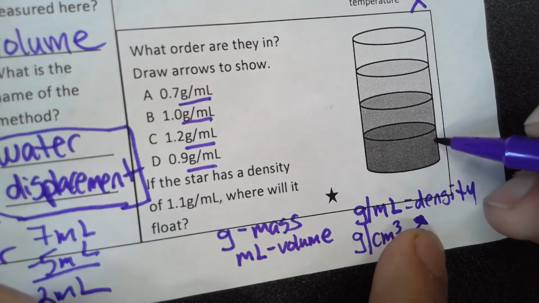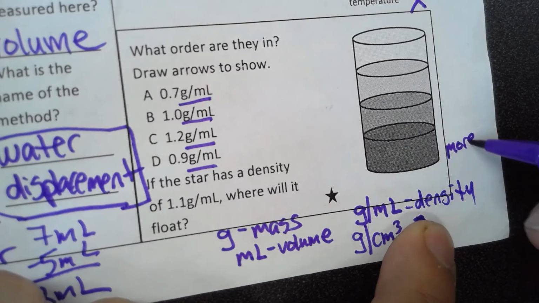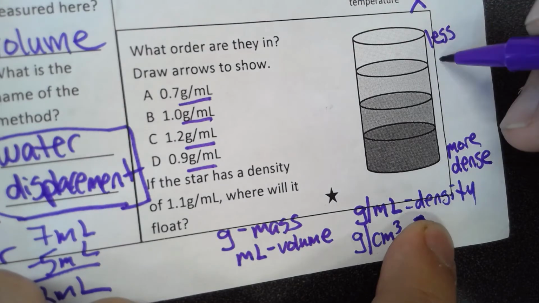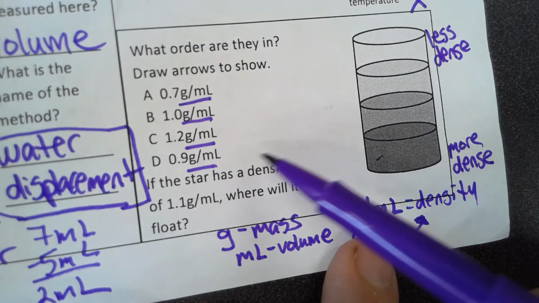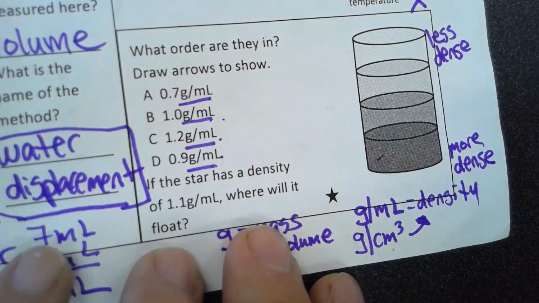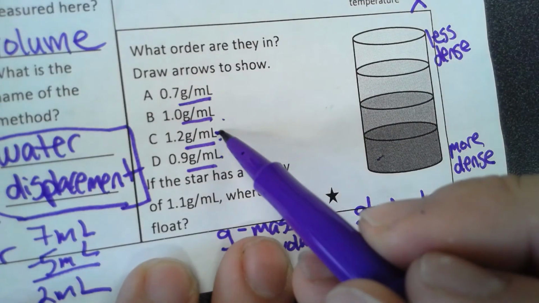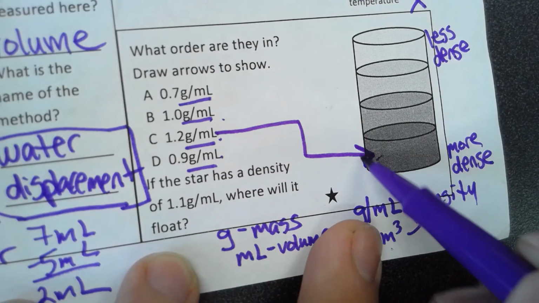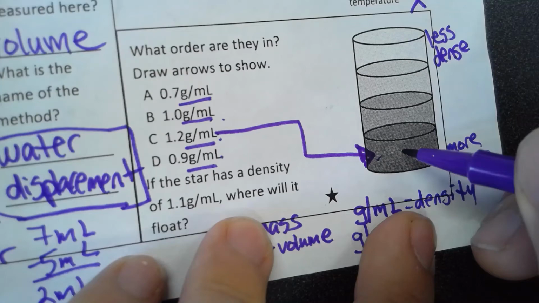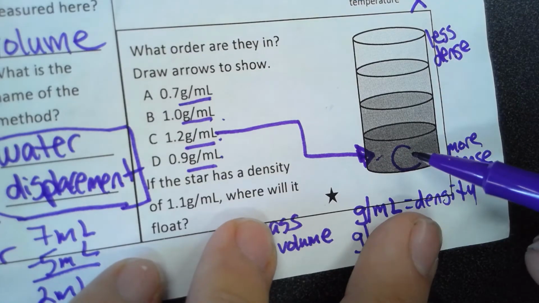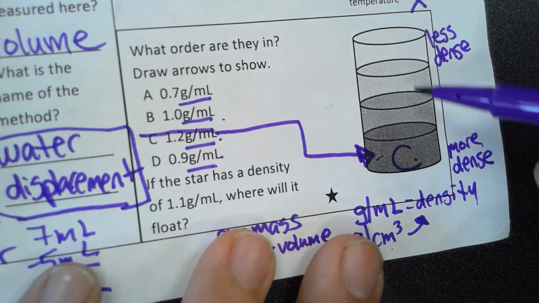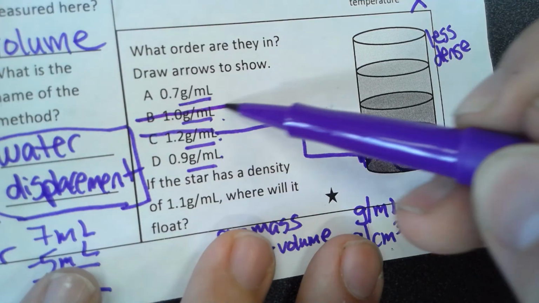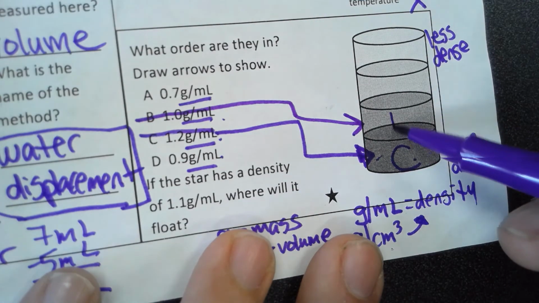Objects that sink to the bottom are more dense, and objects that float at the top are less dense. So which one of these is the one at the bottom? Which one of these numbers is the most dense? It's this one, 1.2. So this one is this level right here. Okay, I'm going to write C. Which of these is floating on top of C? It's the next biggest one, which is B. So let's just write over here B.